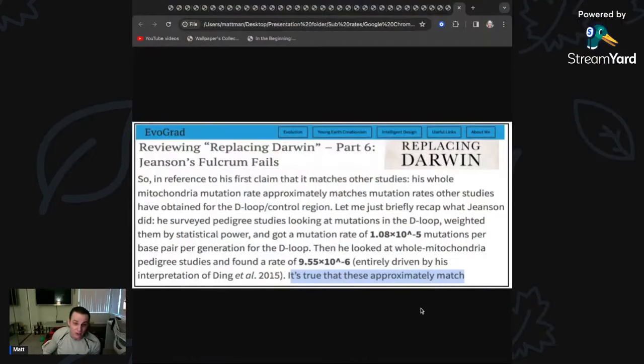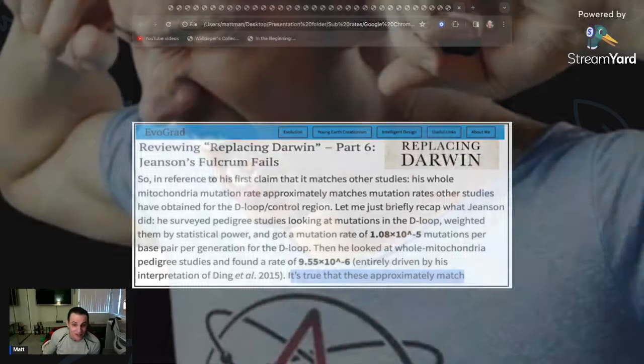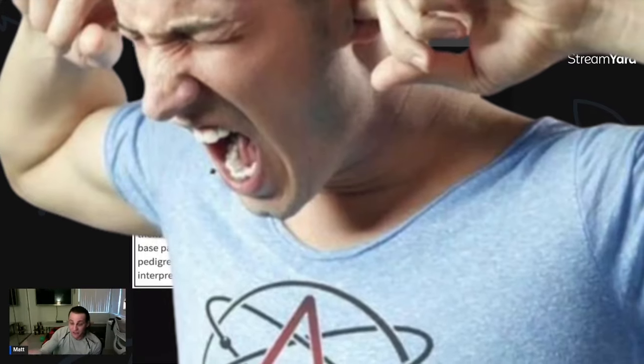So remember, they're trying to say that we're counting mutations that aren't being inherited, called somatic mutations, and that is why we're getting such a fast clock. They're admitting that that is not the case and that is not true. Even one of the biggest critics of Nathaniel Jensen's work has stated when you compare the two different regions, the D loop and the mutation rate of the entire mitochondria, and you line them up from his own study, the Ding et al., that it is true that these approximately match. So you can't just say, oh, it's just Nathaniel Jensen's results that's skewing everything.